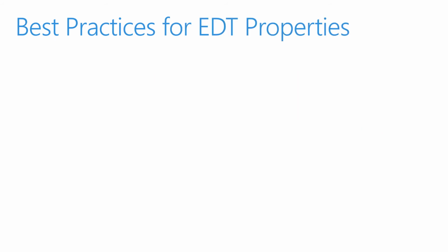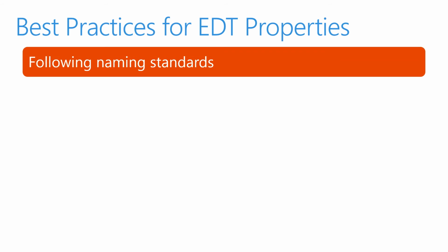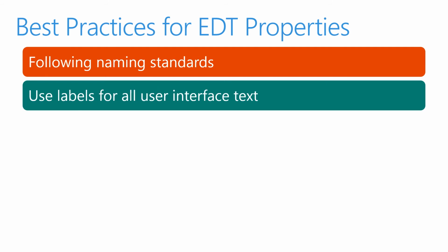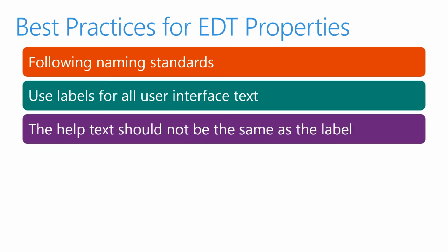Let's now take a look at some of the best practices for EDT properties. First, it is important to follow naming standards. Second, you'll use labels for all user-facing text. This streamlines text changes if and when user text needs to be changed.